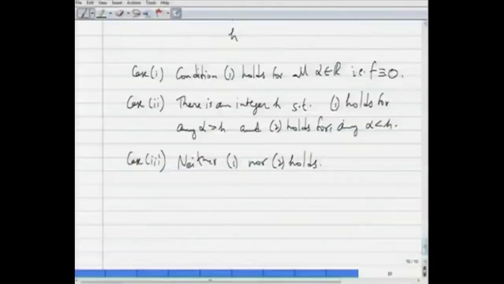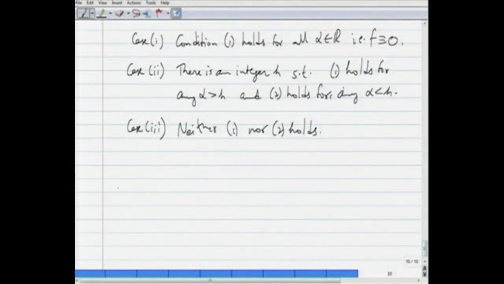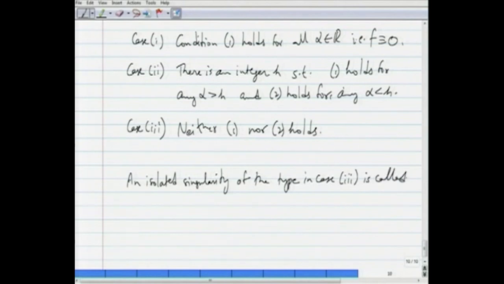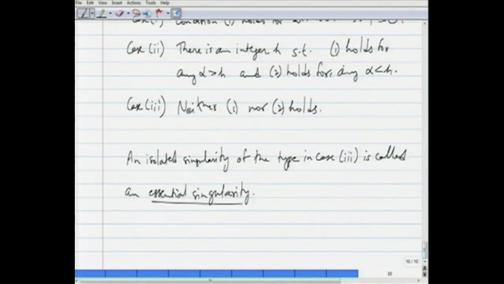So neither 1 nor 2 holds, which means that's the behavior like I explained. But we can make a very strong statement in this direction about the behavior of f in case 3, and that's the Casorati-Weierstrass theorem. I'll first give case 3 a name. An isolated singularity of the type in case 3 is called an essential singularity.